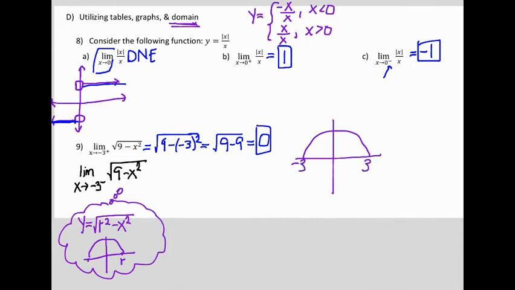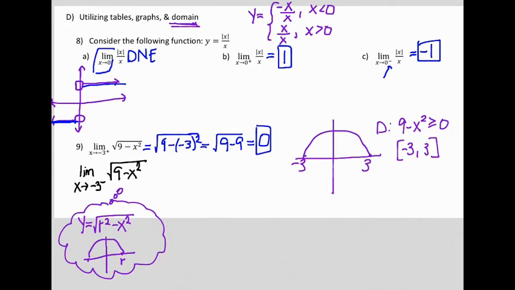You could even solve for the domain algebraically if you wanted by taking what was under the radical, 9 minus x squared, and setting up a quadratic inequality. This has got to be greater than or equal to 0. And you can solve the quadratic inequality to see that the domain of this function is between negative 3 and positive 3. Notice I'm using the square brackets because these are inclusive. It is actually defined at those points. The square root of 0 is 0.